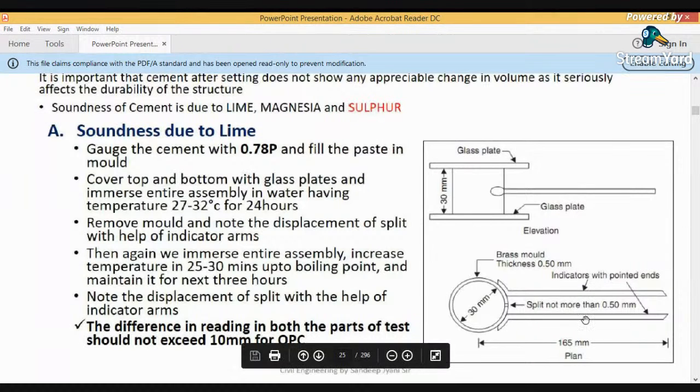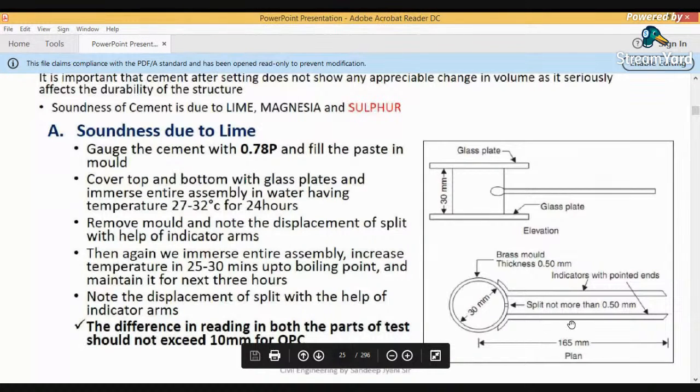You see the top view. These are called indicators of the Le Chatelier apparatus. After removing from the water after 24 hours, we have to measure the gap between these two indicators. Then again we have to immerse this entire assembly for 3 hours at boiling point.